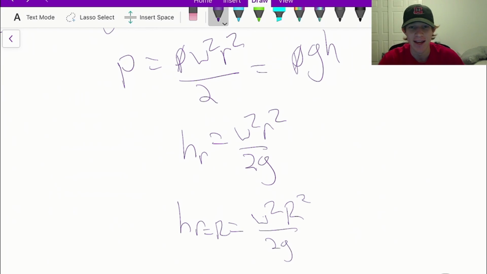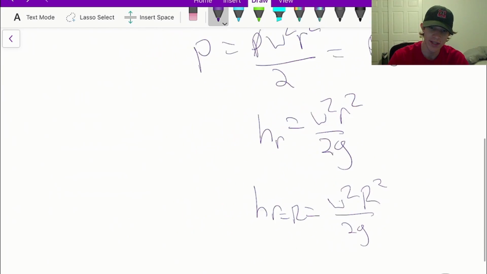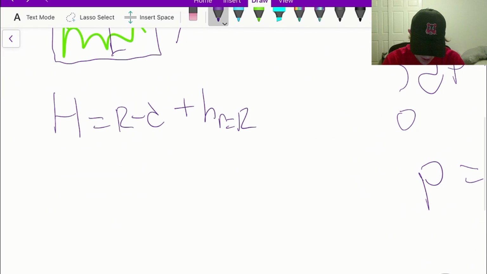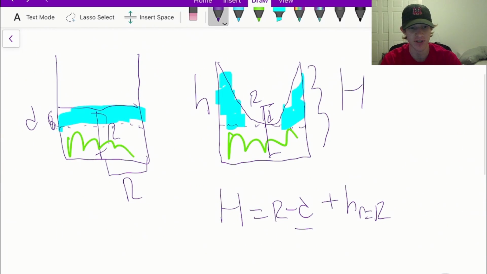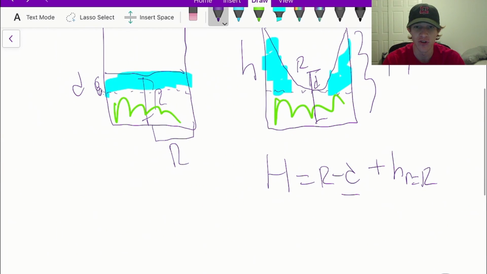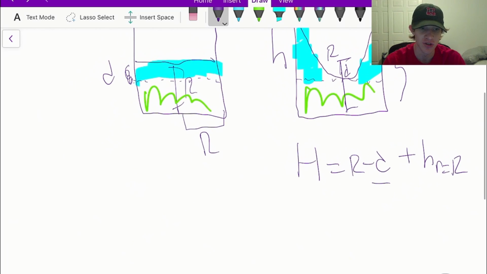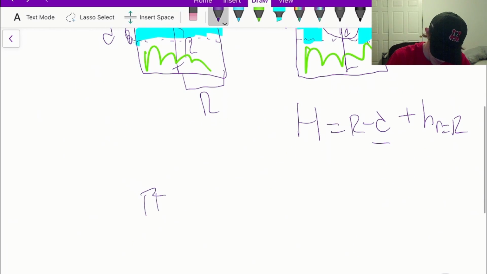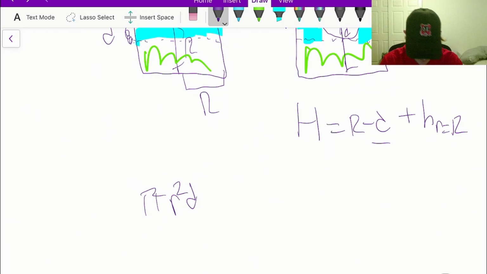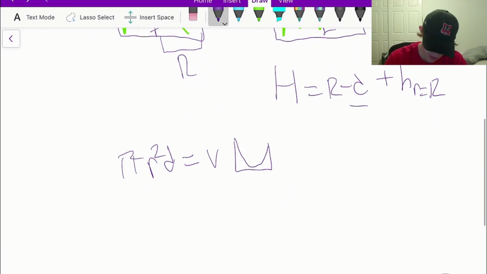Alrighty, now that we have that, we can work on our other variable that we need, which is D. Now to find this difference, we know that the volumes on both will be equivalent. So the volume on this left side can be found by the volume equation pi r squared times D, which is the height. This is equal to the volume of this right there.